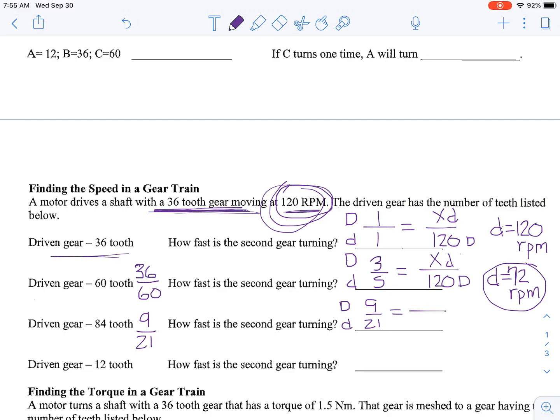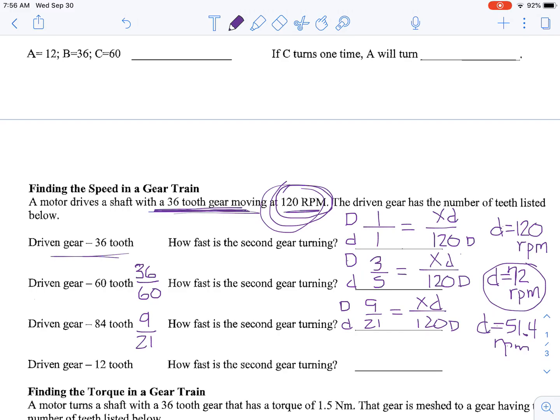And our driving gear has an RPM of 120, so it goes across diagonally from the other driving gear. We don't know how many RPMs the driven gear will make, so we cross multiply 9 times 120 divided by 21. And we get 51.4 RPMs, which will be good enough for us.